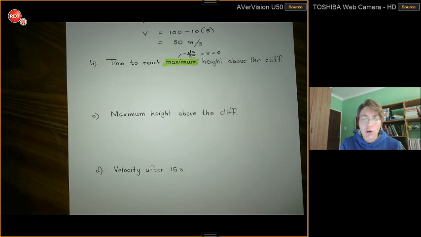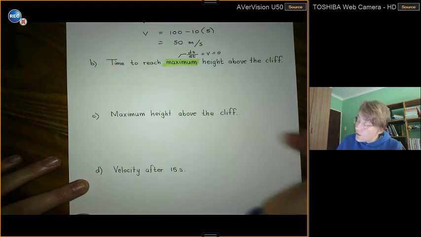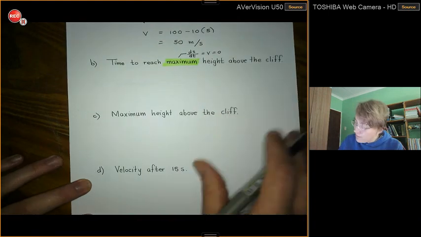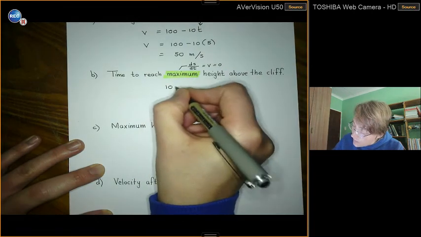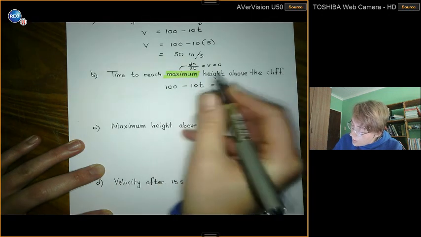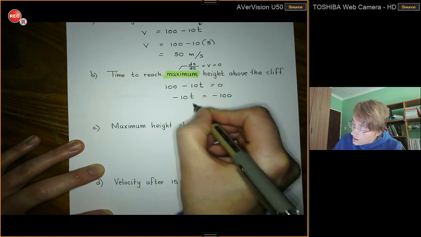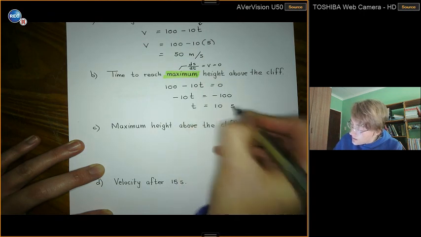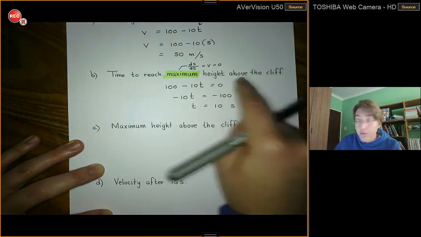Or above the cliff, I should rather say, because remember they defined the displacement as the height above the cliff. So that just means where the velocity is 0, where it stands still, that's where it reaches the maximum height above the cliff. So we're going to take this one again, the 100 minus 10t, and set that equal to 0. Then minus 10t is equal to minus 100, and divide both sides by negative 10. t is then equal to 10 seconds. So after 10 seconds, this projectile reaches the maximum height above the cliff.